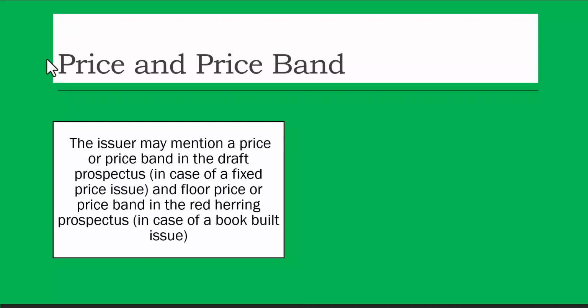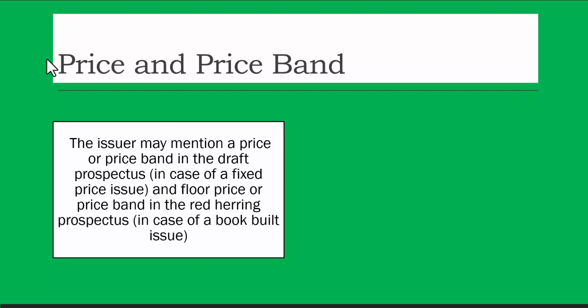Now, this is very important, though we are heading for a break, just a couple more minutes. The issuer may mention a price or a price band in the draft prospectus. In case of a fixed price issue, they mention a price, and a floor price or a price band in a red herring prospectus.